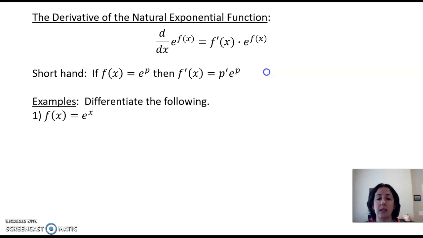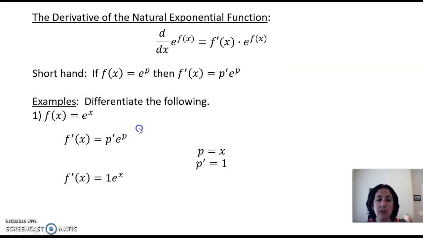What if we just wanted to take the derivative of e to the x? Well, when we look at that, that's e being raised to a power, so its derivative is going to be p prime e to the p. Well, what is e being raised to? What is that power? It's x. What's the derivative of that power? Which is 1. And now we can plug in our p prime and our p, and we get that the derivative of e to the x is 1 times e to the x, or just e to the x.